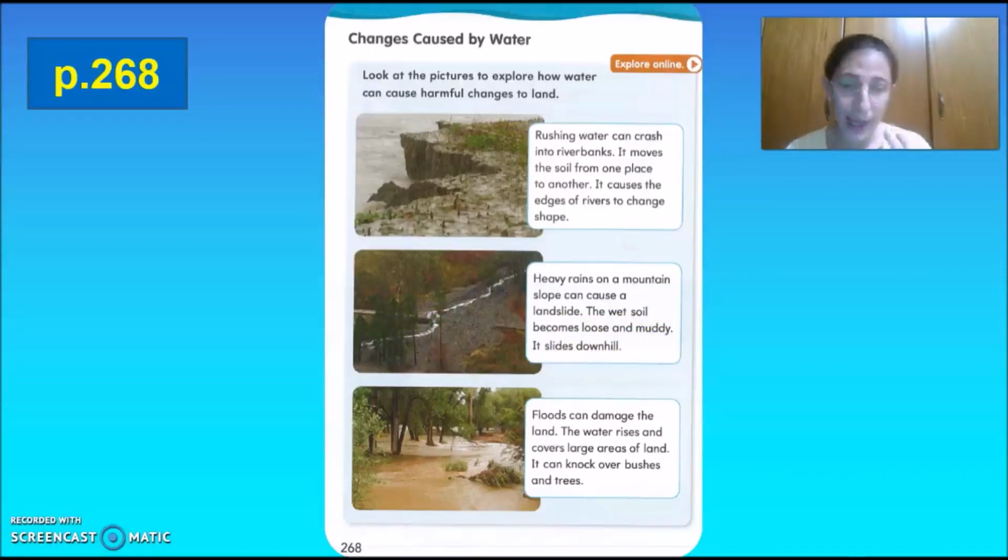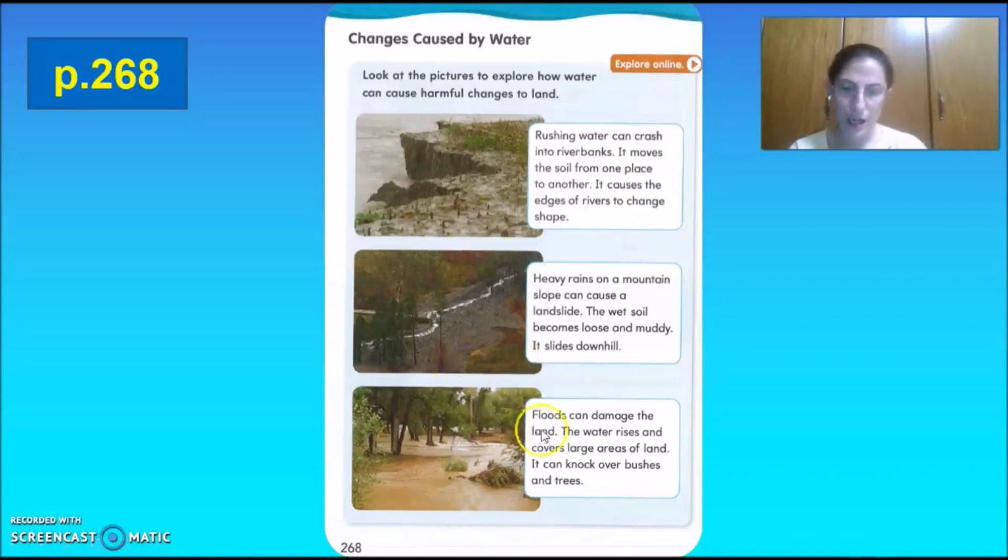what does it do? Excellent, it can cause a landslide. How do we know it can cause a landslide? Because we study it. Then when we have a heavy rain falling, what happens? The soil becomes too heavy and starts to slide down, causing a landslide. Excellent, and the wet soil becomes loose and muddy, and it will slide down the hill. Clear so far? Why? Because we said that the heavy rains would make the soil heavier, and when the soil becomes too heavy, it starts to slide down, causing a landslide.